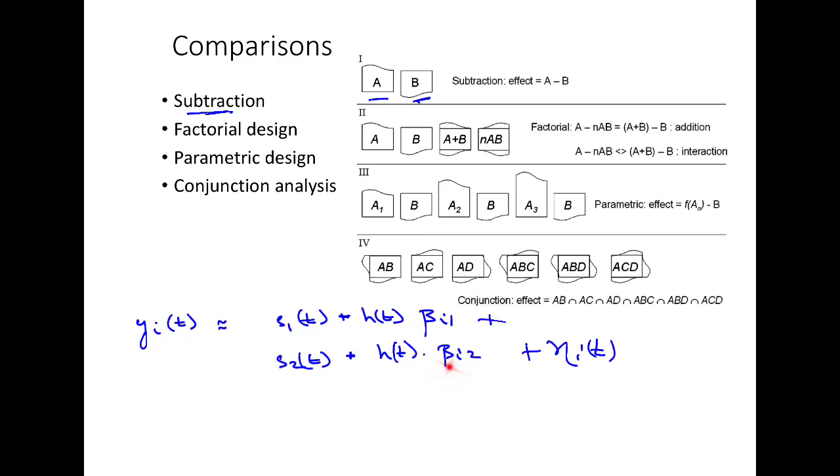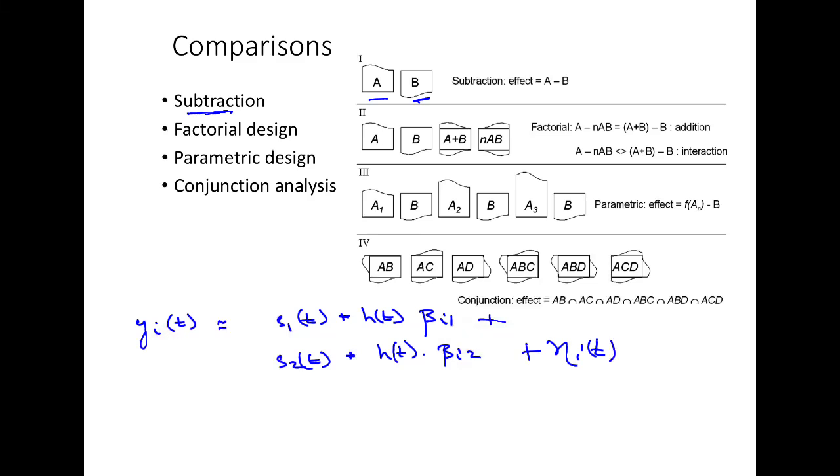Now with this, I can get beta i1 and beta i2. And for this voxel, if both of them are positive and comparable, then I can say that this voxel is activated for cobra as well as non-cobra images.